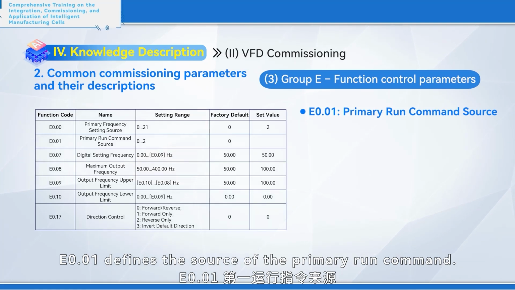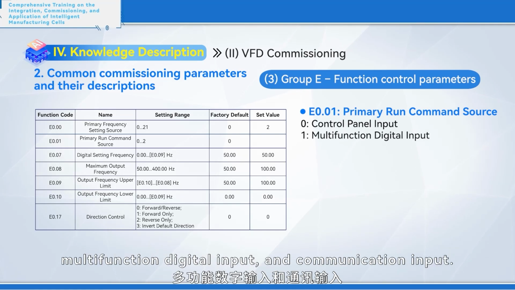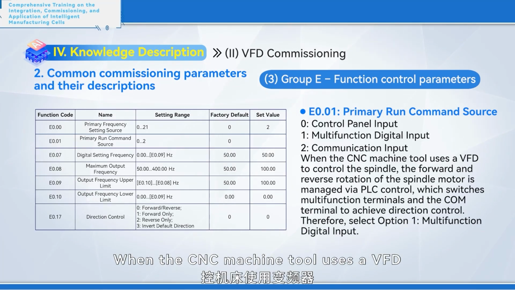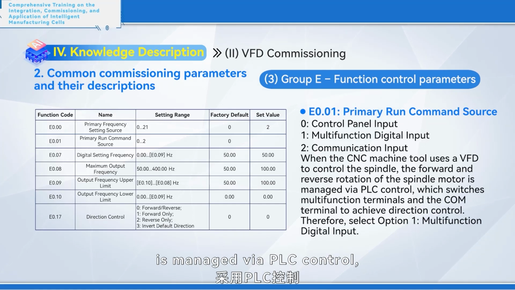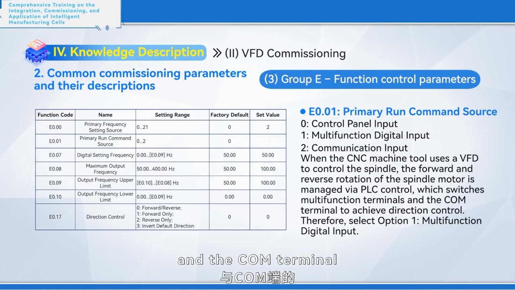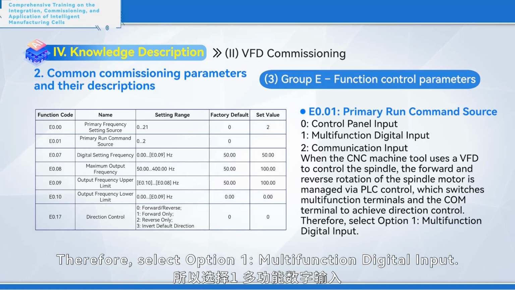E0.01 defines the source of the primary run command. Options include the control panel input, multifunction digital input, and communication input. When the CNC machine tool uses a VFD to control the spindle, the forward and reverse rotation of the spindle motor is managed via PLC control, which switches multifunction terminals and the COM terminal to achieve direction control. Therefore, select option 1, multifunction digital input.